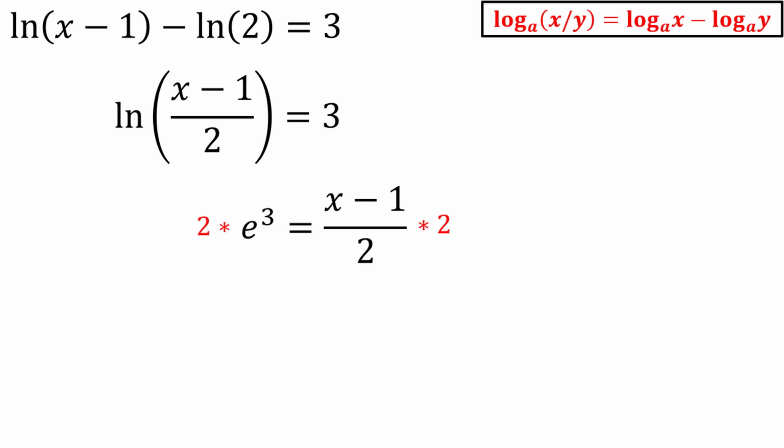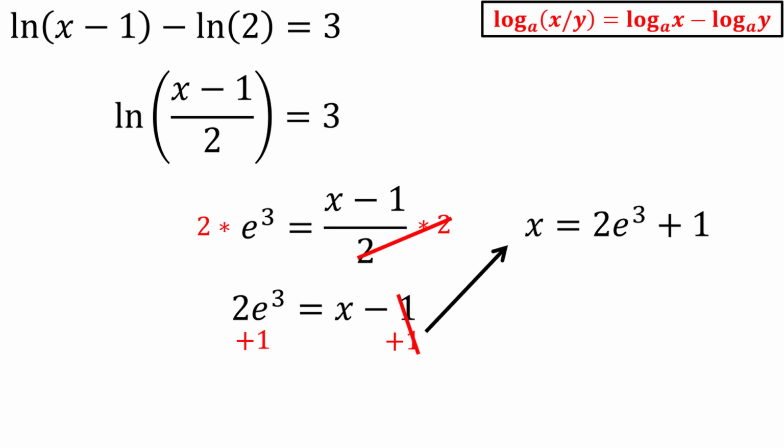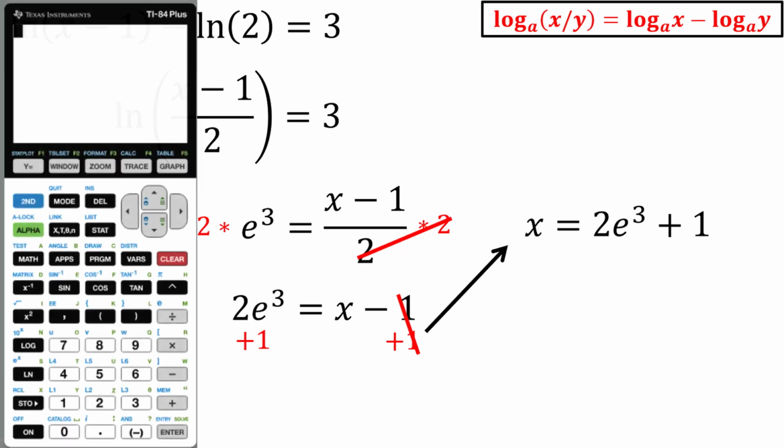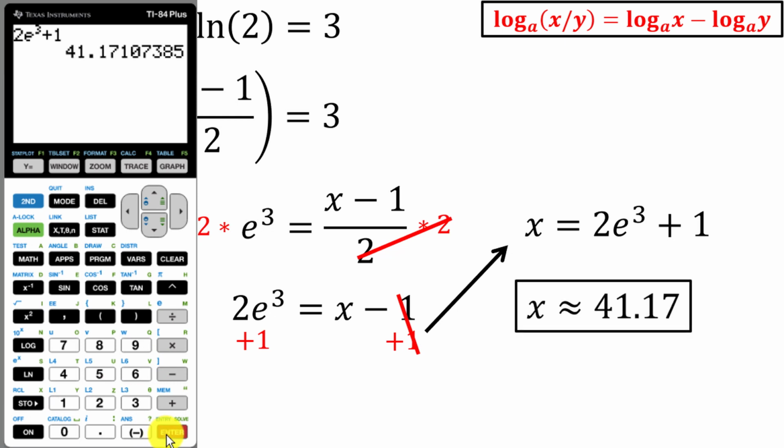Multiplying both sides by 2, we have 2e to the third is equal to x minus 1. Adding 1 to both sides, we have x is equal to 2e to the third plus 1. If we want a decimal approximation, we can type this into our calculator. 2e to the third plus 1 is equal to approximately 41.17.